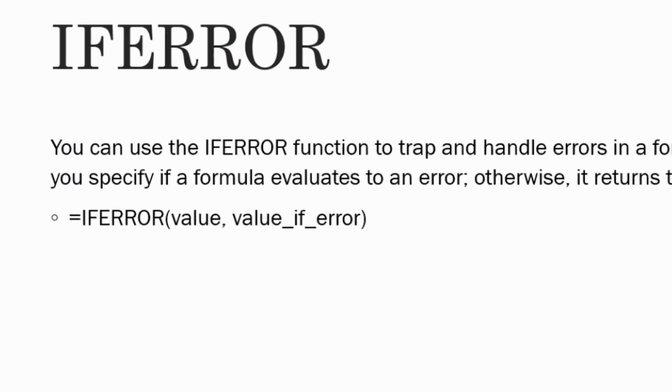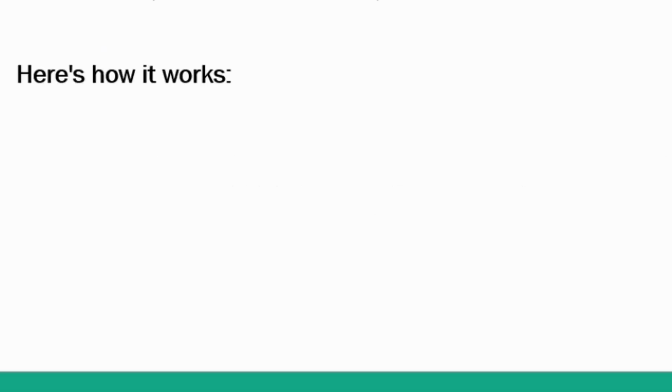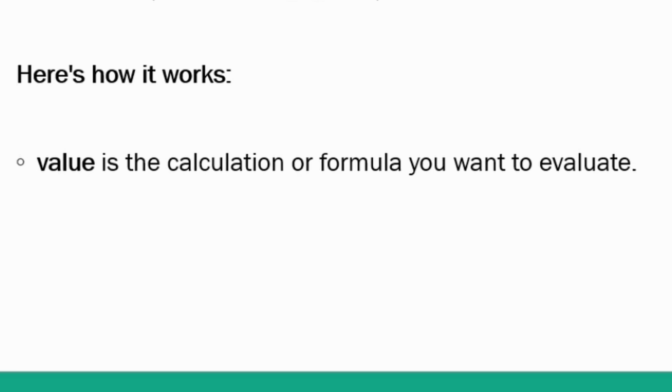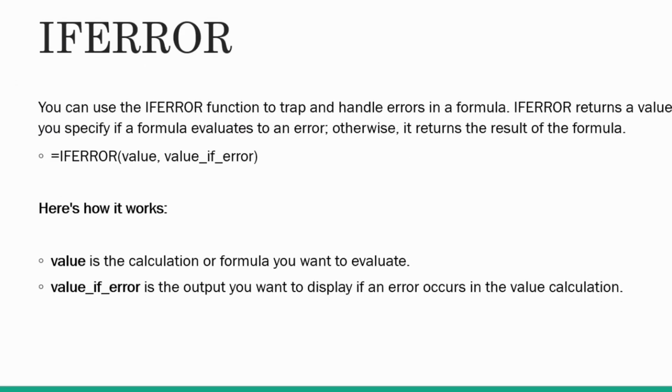Okay, so how will you use this formula? You will just type =IFERROR(value, value_if_error). So if there is any error in the value, what do you want it to return? That will be the use of this formula. Value is the calculation or formula you want to evaluate, and value_if_error is the thing you want in return if you find any error in the result.